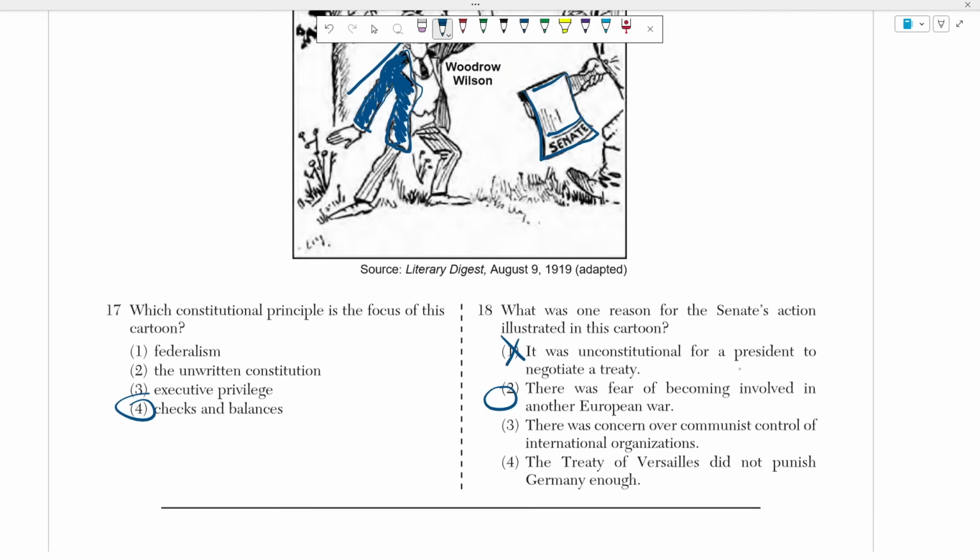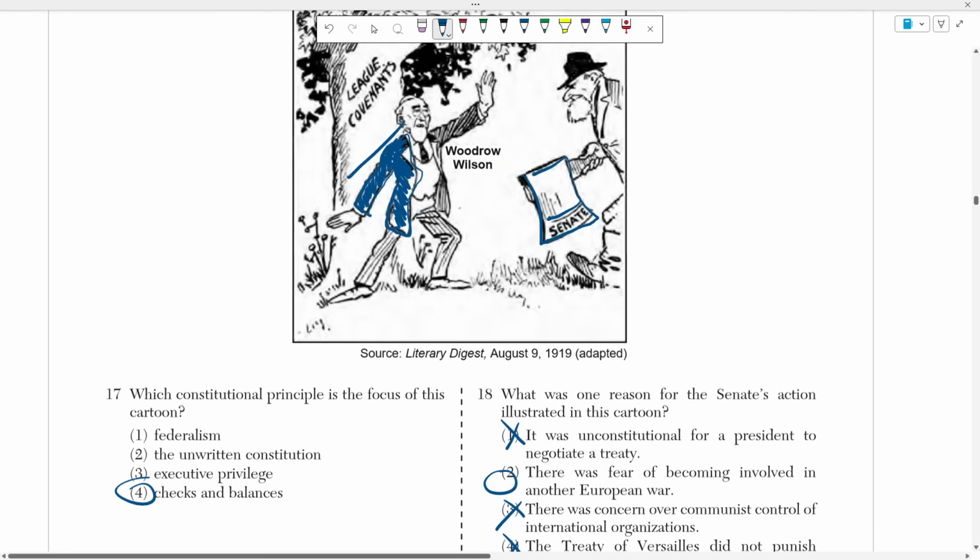Choice 1, it was not unconstitutional for a president to negotiate a treaty. Countless presidents have negotiated peace treaties and other treaties. It is well within their power and according to the Constitution. Choice 3, there is a concern over communist control of international organizations. Again, the 1920s was not a time where America started to worry about communism. Choice 4, the Treaty of Versailles did not punish Germany enough. Again, this has nothing to do with the League of Nations, right? So the main reason for this opposition is that people and the rest of the U.S. government didn't want America to get involved in another war and in European business.